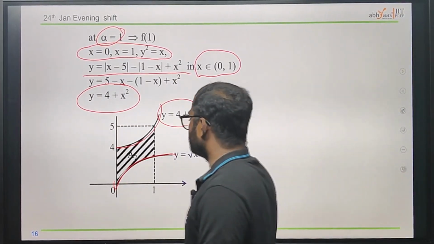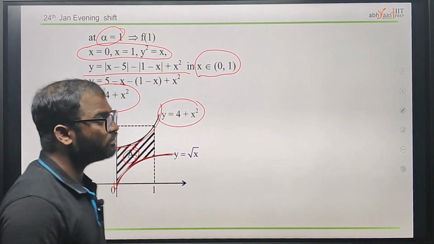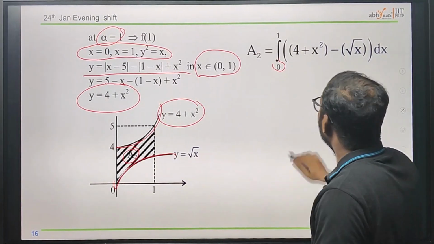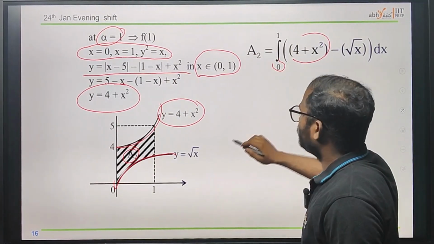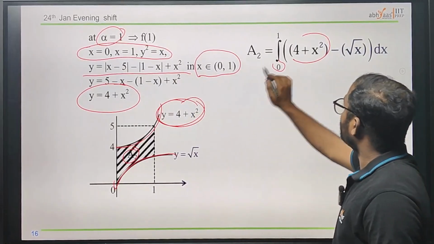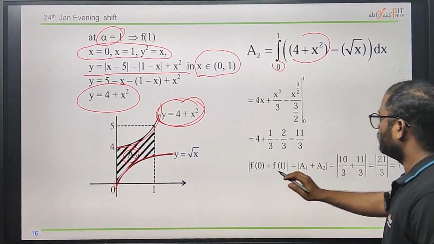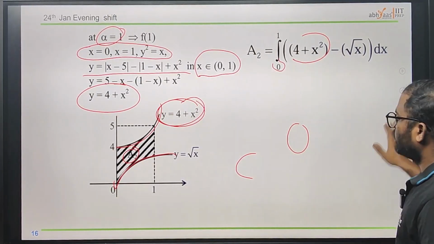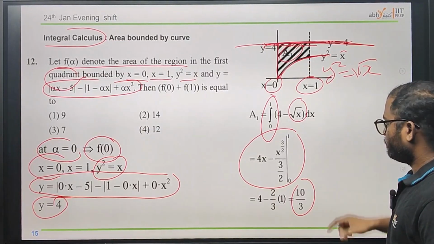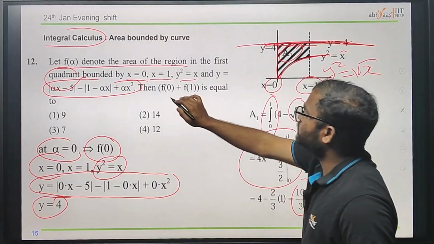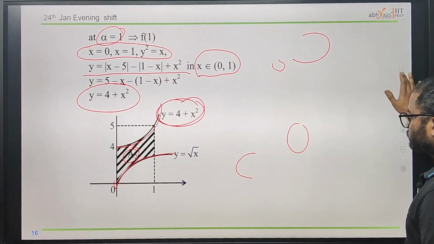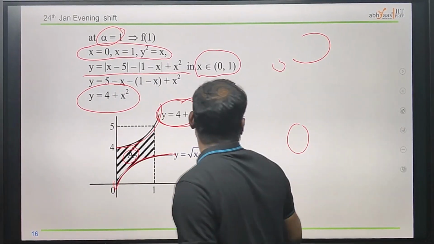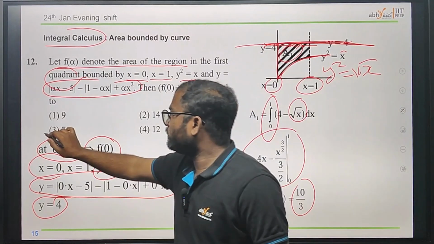Now by seeing this, we get the area of the second region in a similar way, with limits from 0 to 1, and this has to be added to the previous one. Ultimately we got 11 by 3 for this region, and for the last region we got 10 by 3. Now adding those for f of 0 and f of 1, we get 7 as the answer. Ultimately, 7 is the answer.